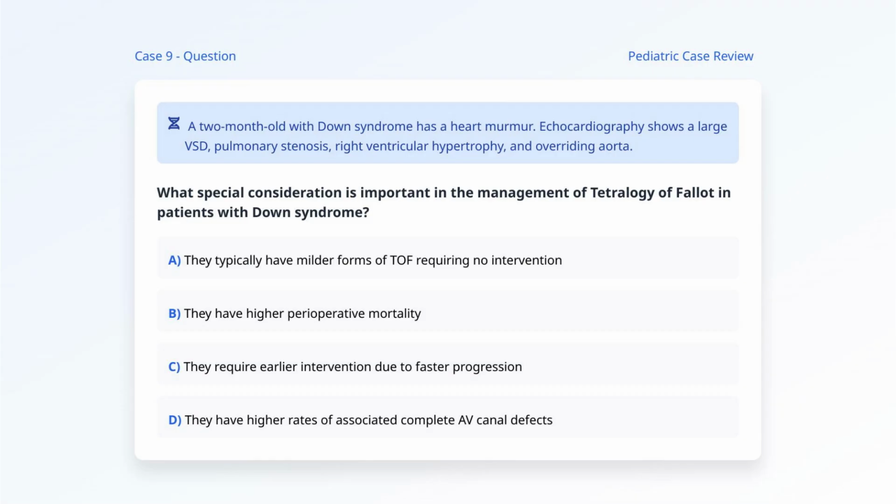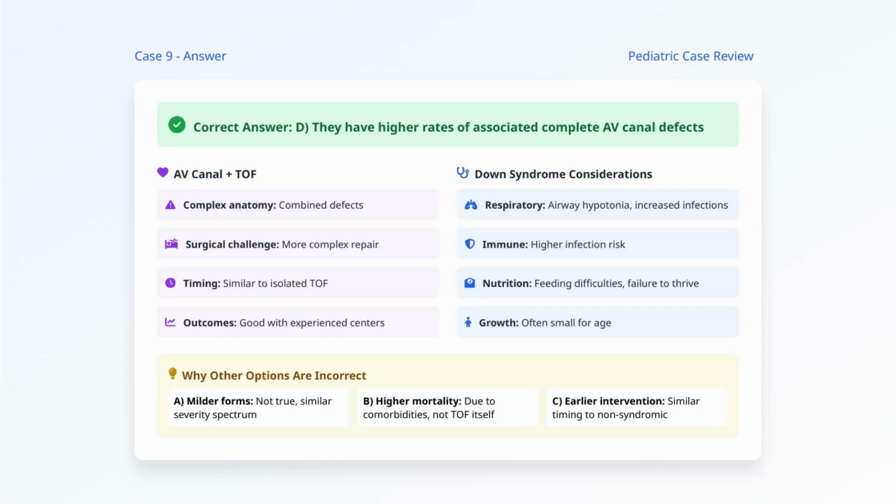Is it A. They typically have milder forms of TOF requiring no intervention. B. They have higher perioperative mortality. C. They require earlier intervention due to faster progression. Or D. They have higher rates of associated complete AV canal defects? The correct answer is D.